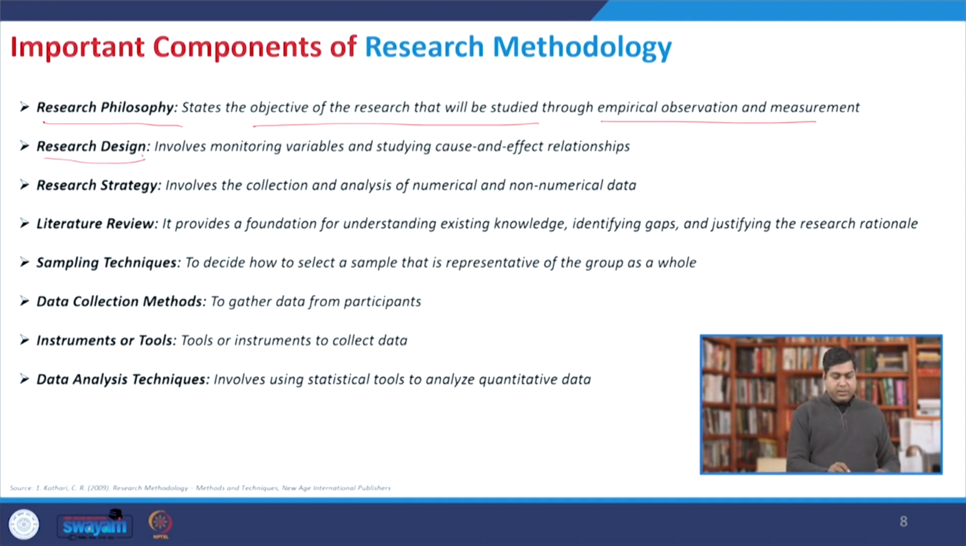Then next, very important, is the research design. It involves the monitoring of variables and studying the cause and effect relationship. Strategy involves the collection and analysis of numerical and non-numerical data: which data is required, then identifying the source of data. Okay, this data I cannot get from anywhere, I have to go for a primary survey. Then a methodology will also give you some sort of direction.